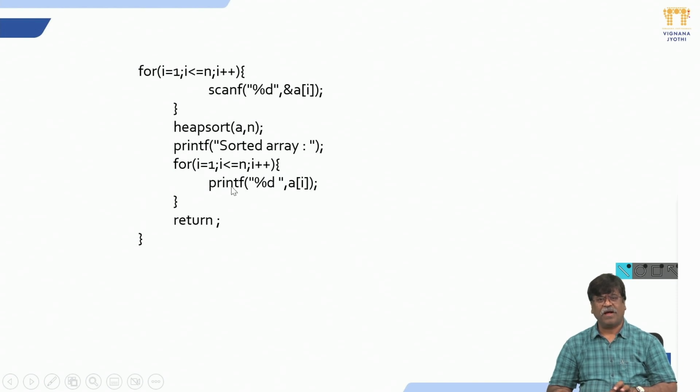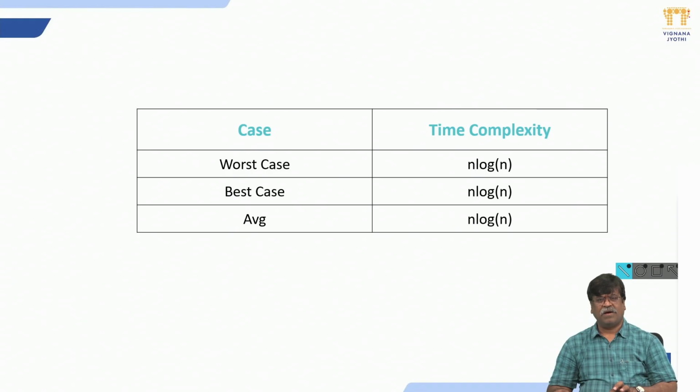So coming to the time complexity, like merge sort and quick sort, the heap sort algorithm also for all cases is going to take n log n only, order of n log n. The time complexity of the worst case, best case, and average case of the heap sort algorithm is n log n.